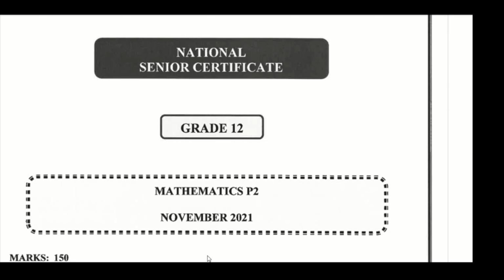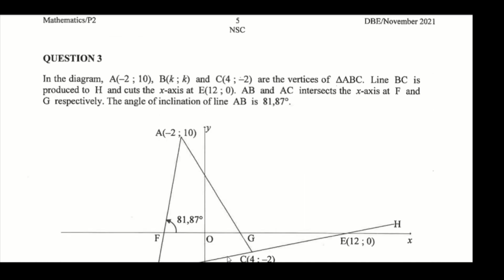In this video, we're just going to look at Maths Paper 2 for November 2021. For now, we're just going to look at analytical geometry, which is in question 3 and question 4. So the entire video will consist of solutions of question 3 and question 4 of analytical geometry. So now we're going to do question 3 of the November 2021 past paper.